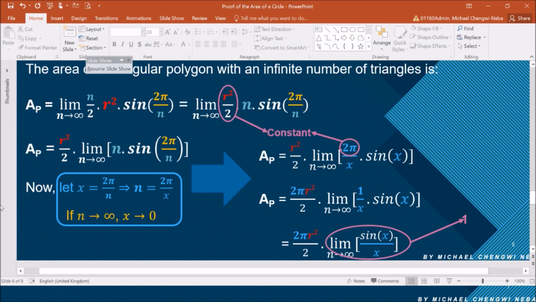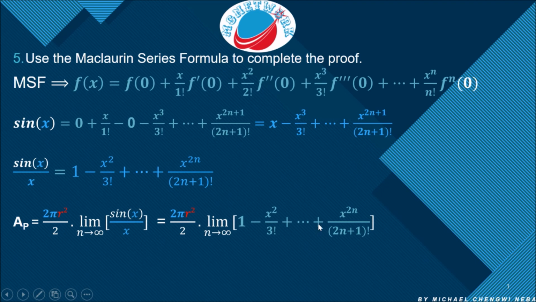I will take you back. We have x is equal to 2 pi over n. If n is tending towards infinity, then x will be tending towards 0. That is why this expression, the limit when n is tending towards infinity, simply means the limit when x is tending towards 0. And when x is tending towards 0, you substitute 0 everywhere you see x in this expression. And when you do that, the whole of this term from x squared over 3 factorial right up to the last term is going to tend towards 0.